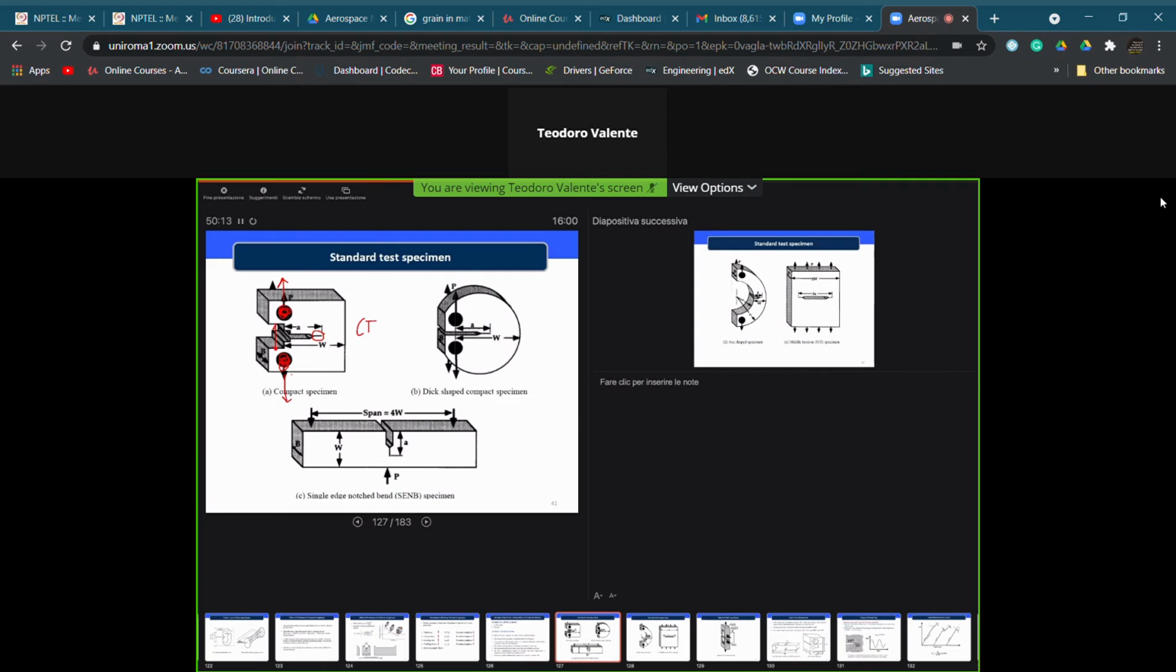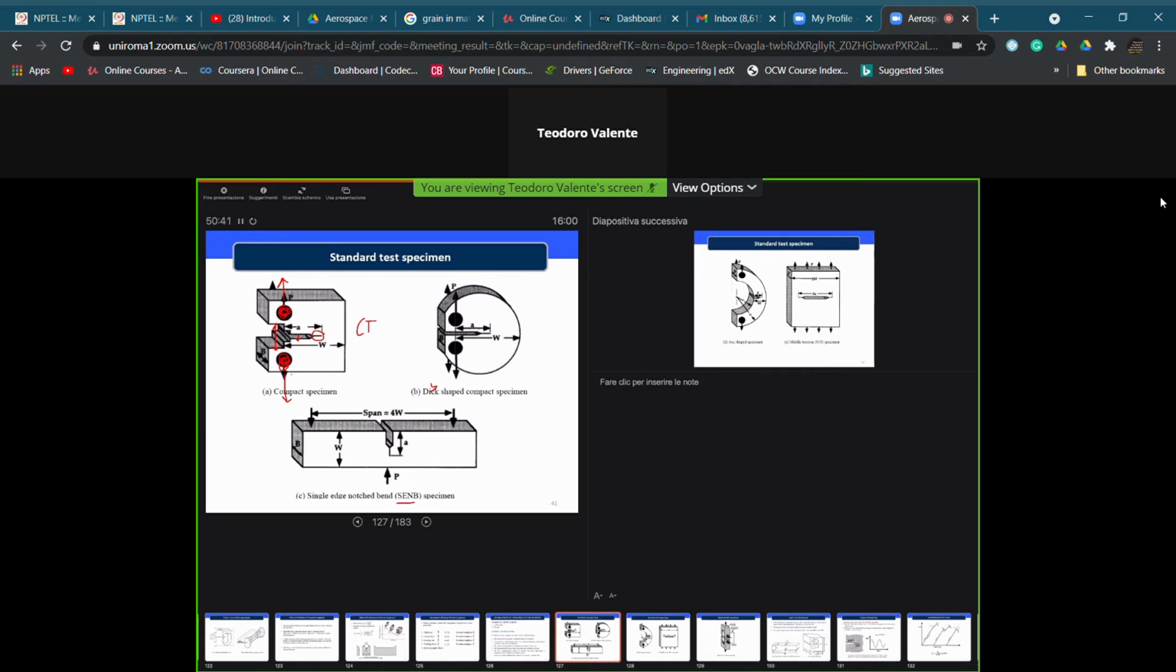Opening here, which is obviously in relationship with opening here, where the pre-existing defect is put. We can have square specimens or circular disc-shaped compact specimens. But this can also be done by using the SENB specimen, as we defined at the beginning when we were talking about linear elastic fracture mechanics.